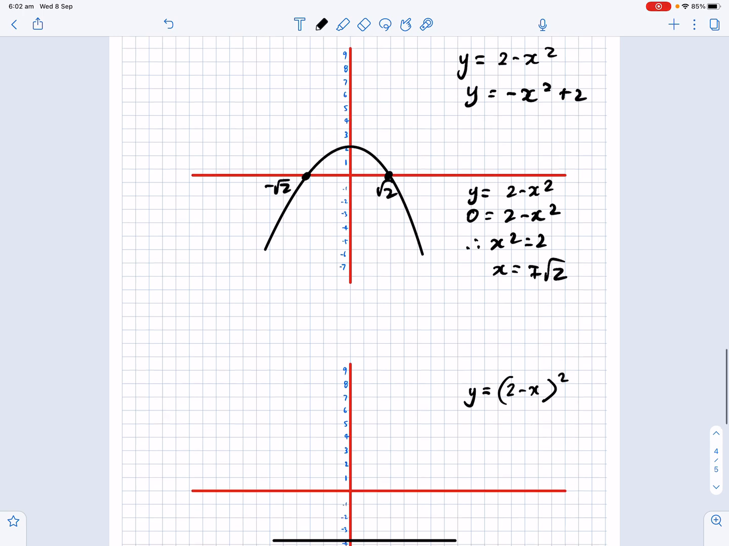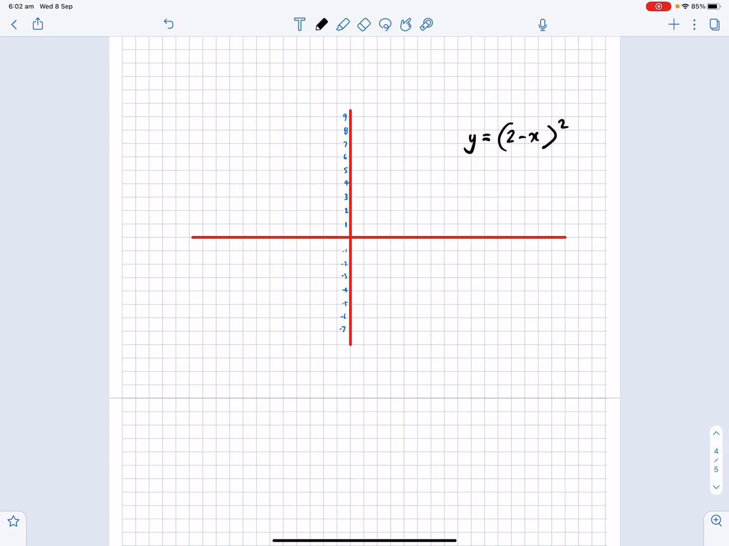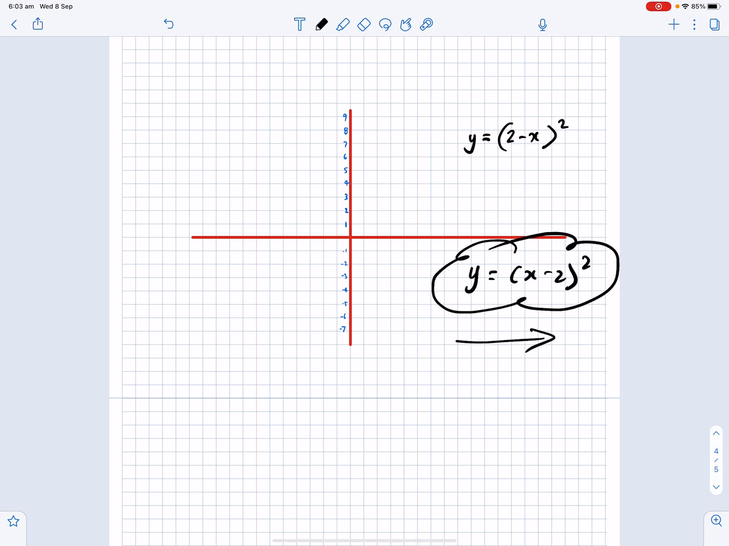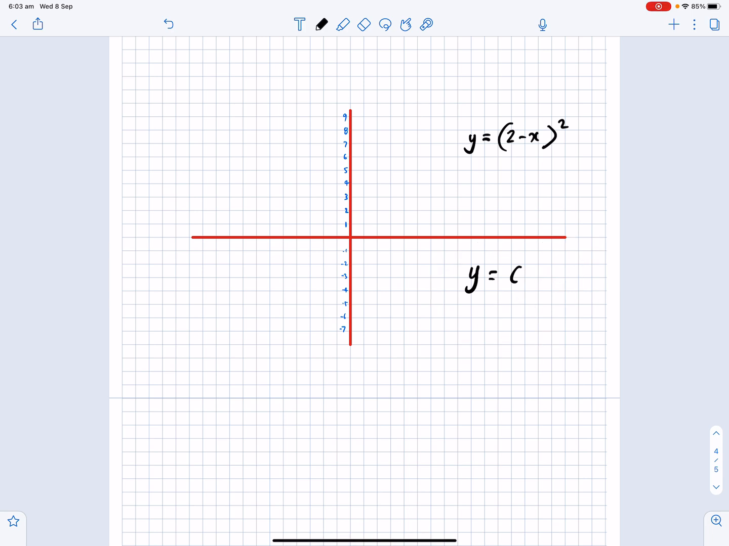Okay, what happens now when you have this? Now, you already know from our discussions in the last 10 minutes or so that when it's inside the bracket, the parabola moves to the left or to the right. But what I showed you before was when the equation looked like this. Okay, we know that this is a positive parabola moved to the right 2 units. But what happens when it's in the format, what happens when it's like this? Well, let's have a look.